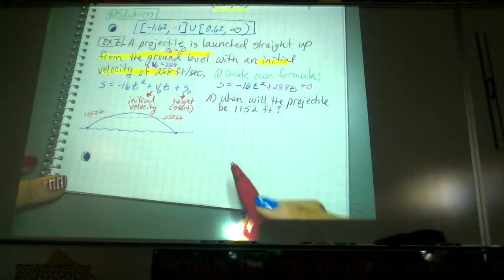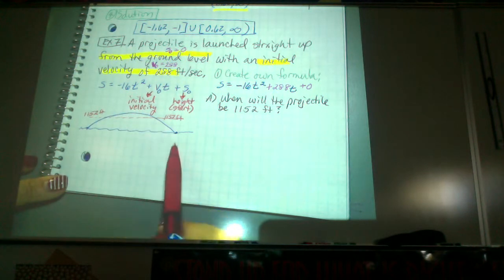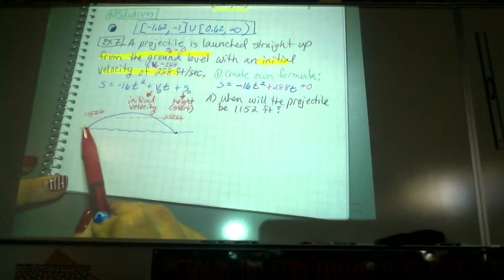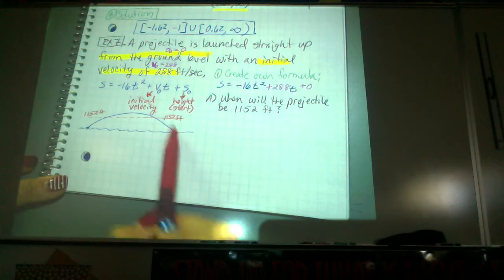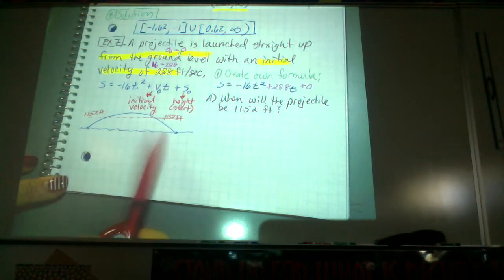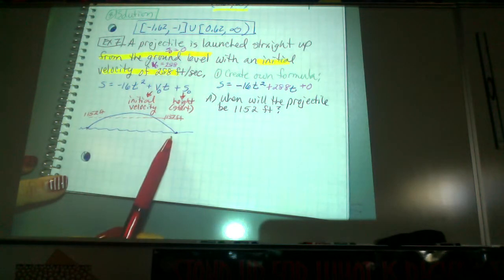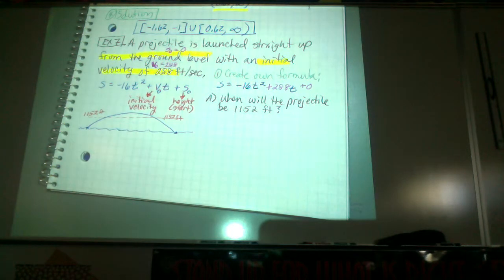Won't it reach it in 2 different places? It'll reach 1152 feet on the way up, and then on the way down. The only time it won't reach that height at 2 different times is if it actually is the vertex, the highest point of that parabolic arch. Then it will only have 1 time. Ground level has 2 times, time 0 would be here, and then the entire time it's spent in the air would be the second time. Okay? But they're asking for 1152, so I'm going to make the assumption at this point that it's not the vertex, and I'll just tell you now it's not.